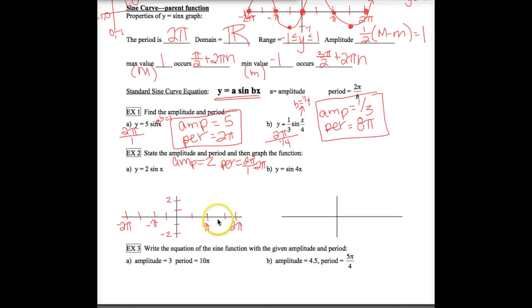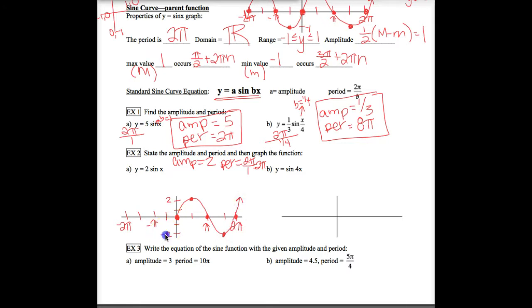Now, when I graph these, I know where it's going to start because my sine curve is going to start at 0, 0, because the sine of 0 is always 0. But because my amplitude is 2, at pi over 2, I am going to be going up to 2 instead of up to 1. And then at pi, I'll be back at 0. At 3 pi over 2, I'm going down to -2. And then at 2 pi, back to 0. And then if I connect it, it looks like this.